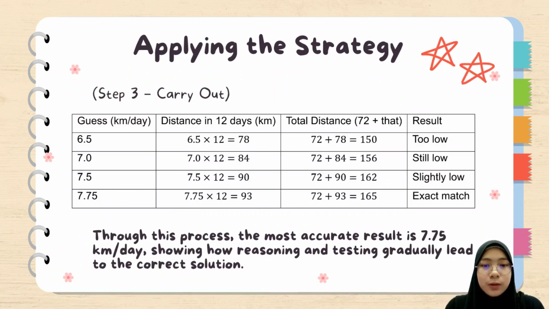From this table, you can see that 7.75 km per day gives the exact total of 165 km. This process clearly shows how guess and check combines logic, evidence, and persistence. It encourages learners to use reasoning, not memorization, to reach a correct and meaningful solution.